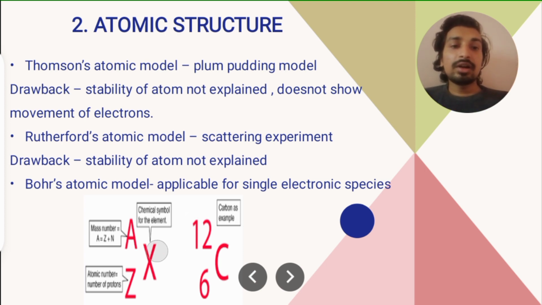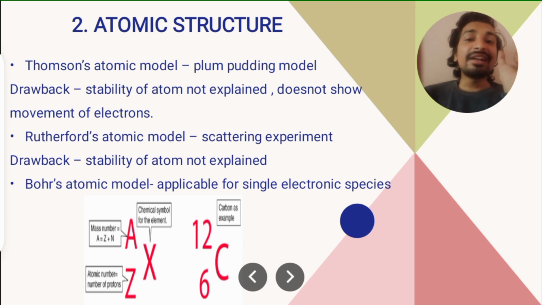And then you have this one. You can look here. How do you represent an atom? You write X, and up you have A. A means mass number. Z means number of protons, atomic number. You can remember it like this: atomic number means atom's number. Every atom has a number, so that is the atomic number. Every atom has a fixed number of protons.